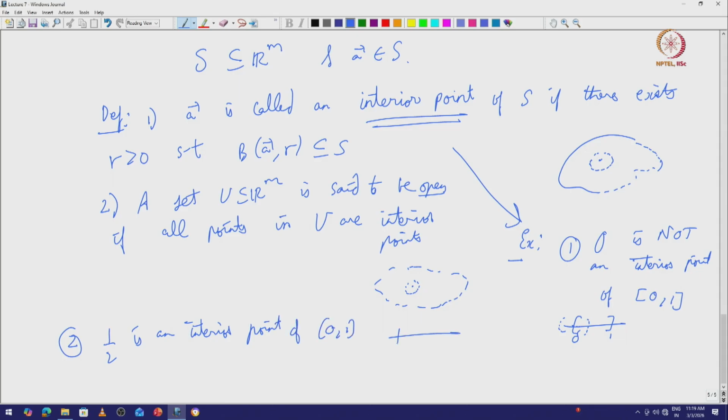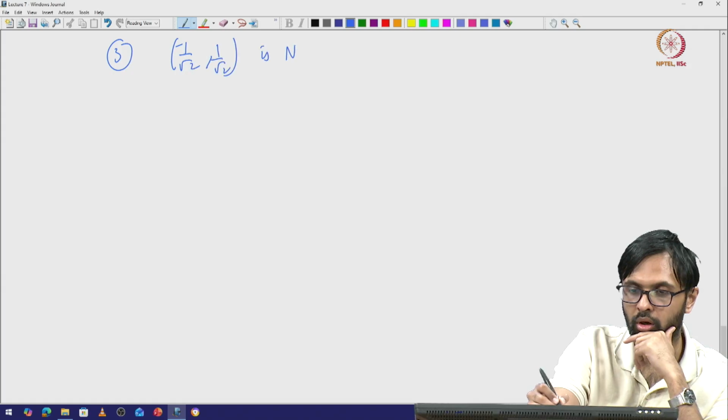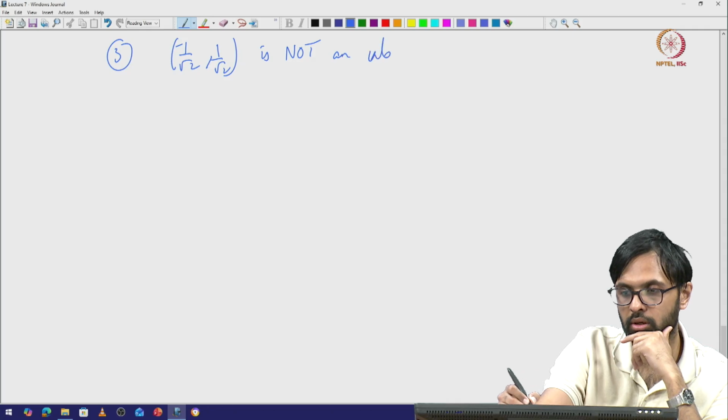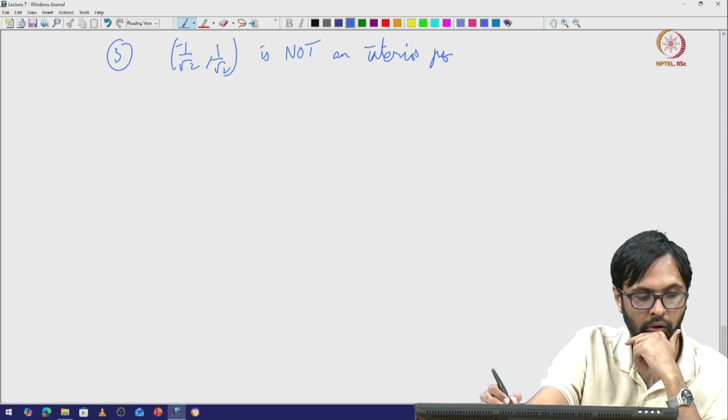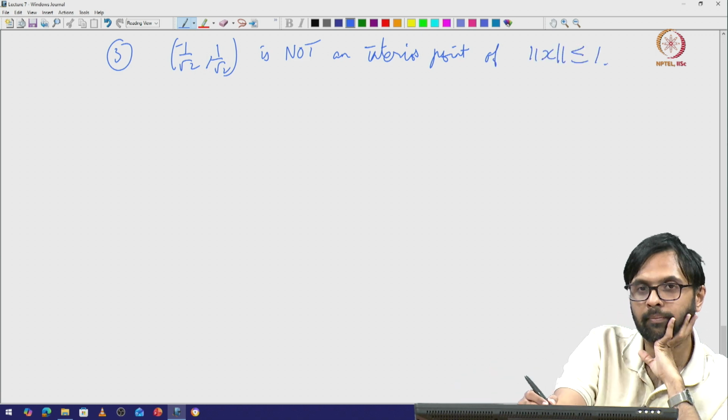Why? Because if you take half, surely there is some smaller interval, let us say this is 1/3 and this is 3/4, which lies entirely within this, right. Likewise, in higher dimensions, for example, (1/√2, 1/√2) or (-1/√2, 1/√2) is not an interior point of the set norm x is less than 1.